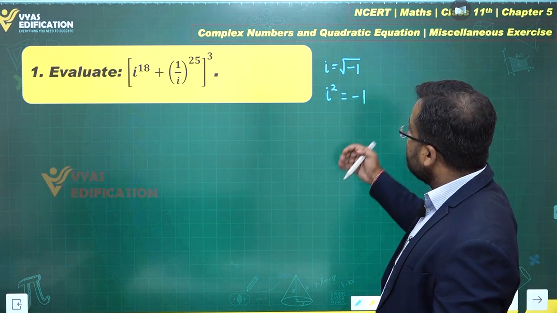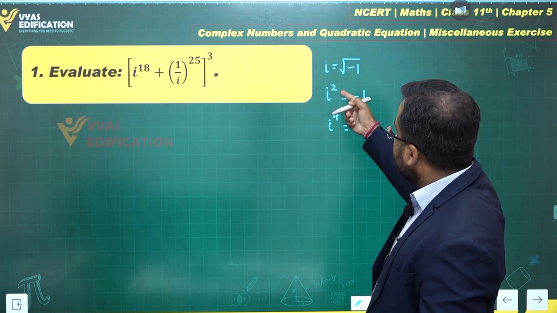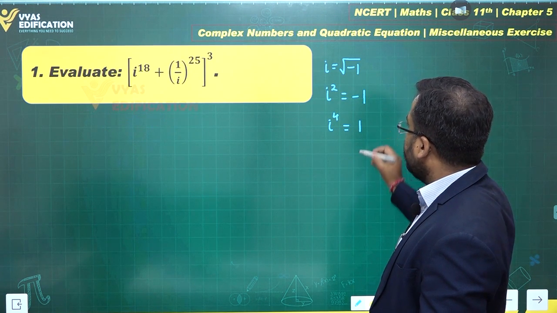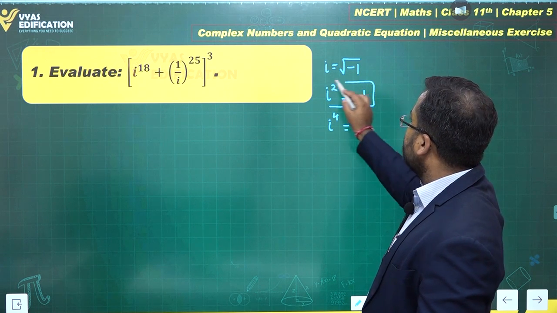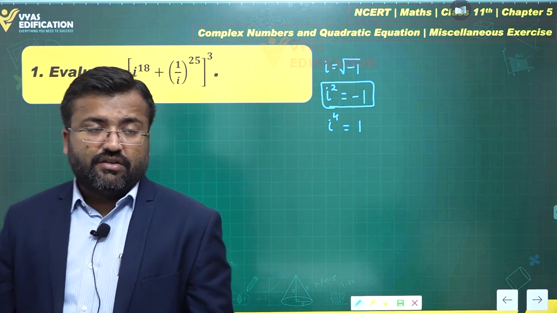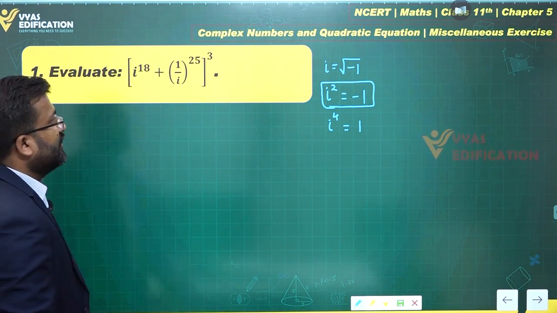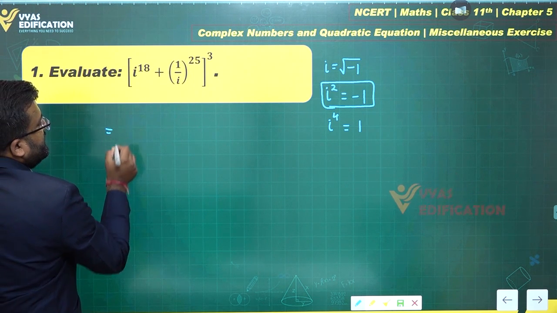On the basis of this, we can also say that i power 4 will be equal to, squaring this, you will be getting 1. So you can remember i square equals minus 1. You can also remember i power 4 equals 1. Okay. So let's try to approach this question. What do we see? This expression becomes equal to what?